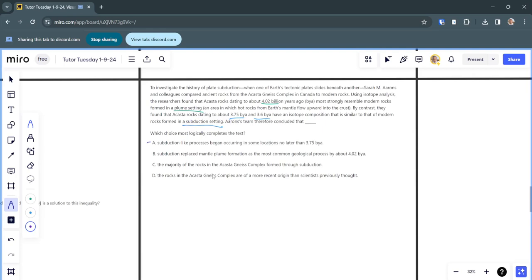Subduction replaced mantle plume formation as the most common geological process by about 4.02 billion years ago. Well, no, 4.02 billion years ago, this was still the plume setting, not subduction. The majority of rocks formed through subduction? No, they don't say anything about the number of rocks. They just say the age. The rocks of this Acosta Gneiss complex are of more recent origin than scientists previously thought? That also isn't indicated in the passage. So yeah, we'd say that this subduction process began no later than 3.75 billion years ago, which is matched with the evidence in the passage.